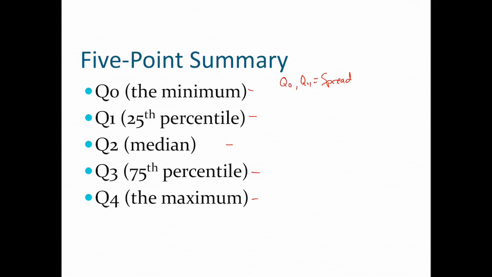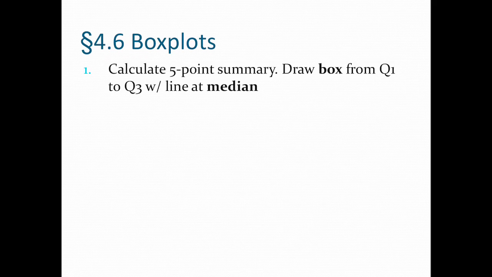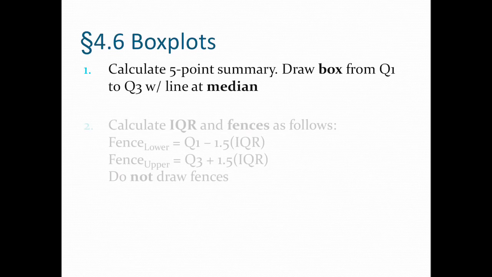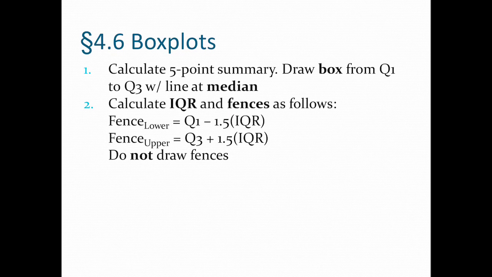From this 5-point summary, we can then make what's called a box plot. In this box plot, we first have to calculate a 5-point summary, which we've done with a couple of these examples. And then with the 5-point summary, basically you will draw a box from Q1 to Q3 with a line at the median, and then you will calculate your IQR and fences as follows. You will find your lower fence, which is equal to Q1 minus 1.5 times the IQR, or your upper fence, which is Q3 plus 1.5 times the IQR.